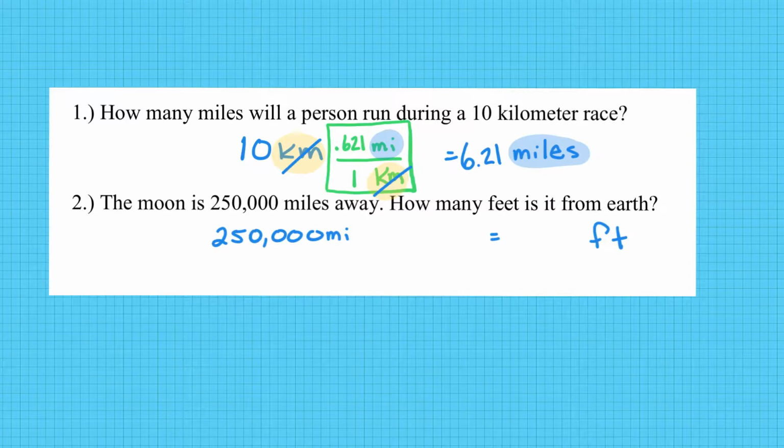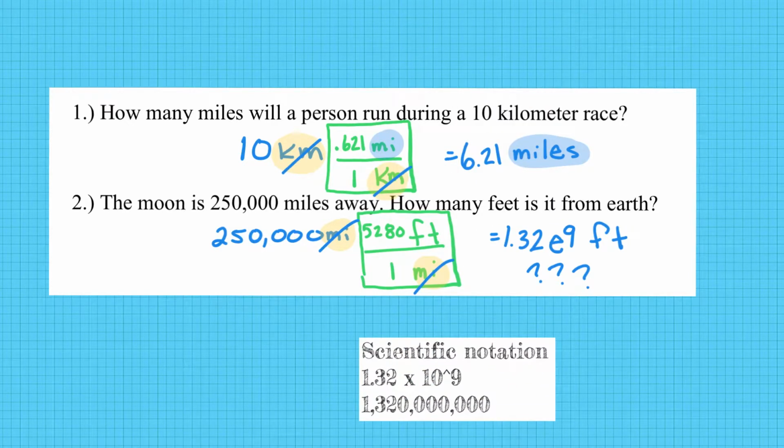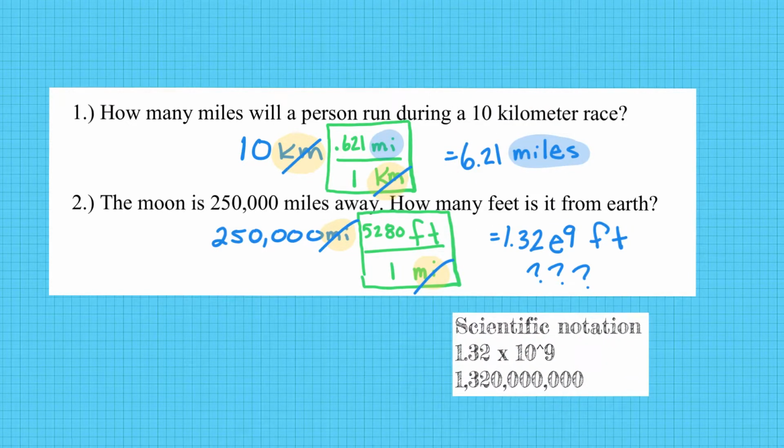The next question asks us to convert miles to feet. So we're going to make sure we set up a unity fraction with miles on the bottom and feet on the outside. Since it's on the top, we're going to be multiplying. But in our calculator, I ended up with 1.32 times E to the ninth. And what does that mean? Well, it means it's a really, really big number. They give it to you in scientific notation if there are not enough zeros in your calculator. So what this number actually is going to be is 1,320,000,000 feet.